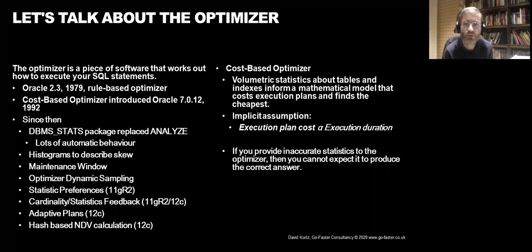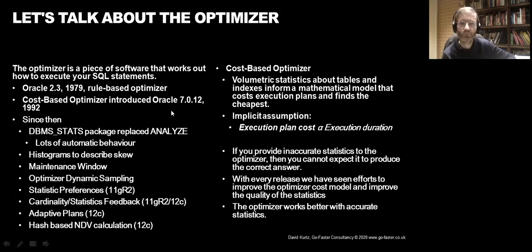We've seen little improvements to the way statistics are collected, like the hash-based number of distinct values optimization in 12C. So Oracle have spent a lot of time ever since the introduction of the cost-based optimizer putting a lot of effort into providing it with better numbers so it can do a better job. And these two new features, which I'm going to talk about today, are actually just the latest iterations of that progression.